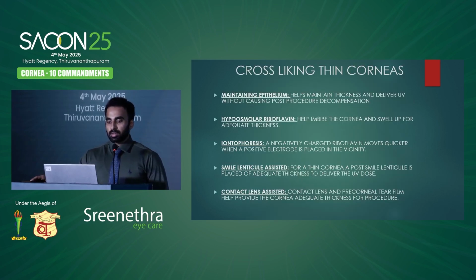Now, for thin corneas, you can do something known as transepithelial cross-linking, where you maintain the epithelium and use a hyperosmolar riboflavin to penetrate. This will also cause cross-linking to occur without the disadvantages of epi-off cross-linking that you might have in the Dresden protocol of C3R. This can also be done with iontophoresis, where we use a negatively charged riboflavin and a positive electrode placed in the vicinity of the patient to allow the riboflavin molecules to pass through the epithelium.